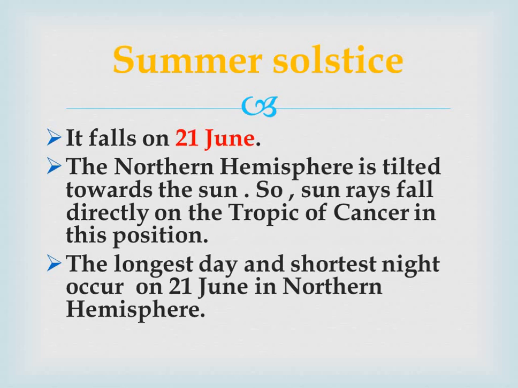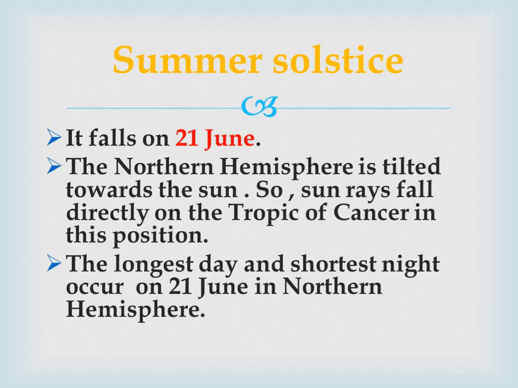Now summer solstice. As we discussed in revolution and seasons also. So what is it? How do we explain it? It falls on 21st June. The northern hemisphere is tilted towards the sun in this position. So sun rays fall directly on the Tropic of Cancer. At this position on 21st June, direct rays of the sun fall on the Tropic of Cancer.